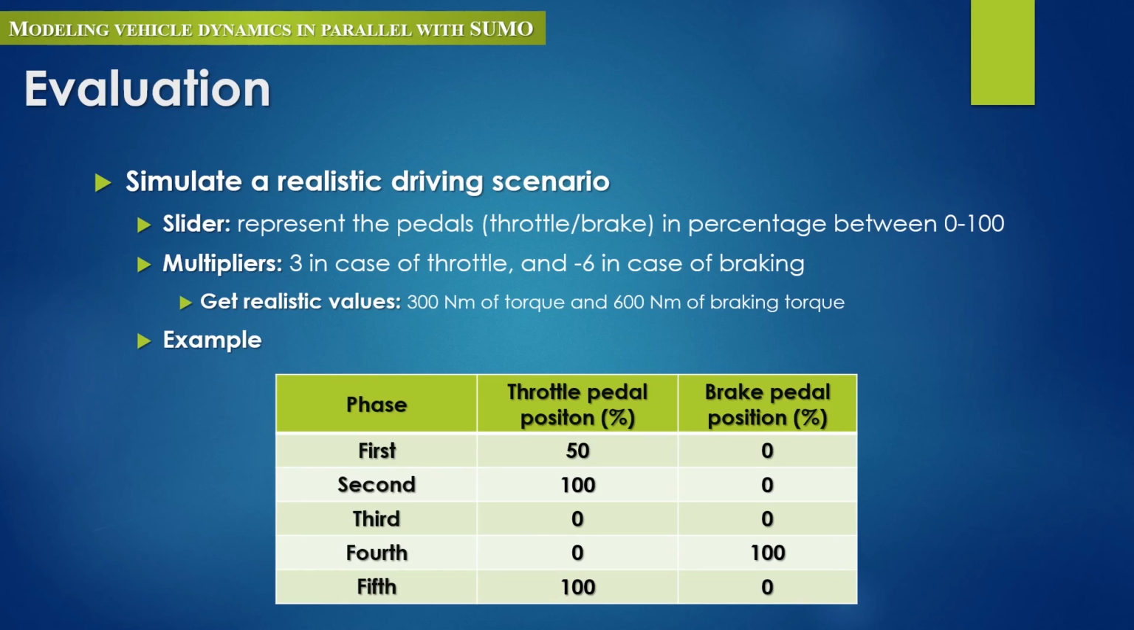So the last step, the evaluation: we simulate a realistic driving scenario where we use these two sliders, and we get 300 Newton meters of torque and 600 Newton meters of braking torque. These are the maximum values. In this example, you can see the first phase is about 15 steps when we push the throttle 50%, and after this phase we push the pedal 100%. The third phase was a rollout test when we didn't push any pedals, just let the car roll out. And after this we did an emergency brake test, and when it almost stopped we gave full acceleration again. So this was our test, which can be seen in the video on the next slide.